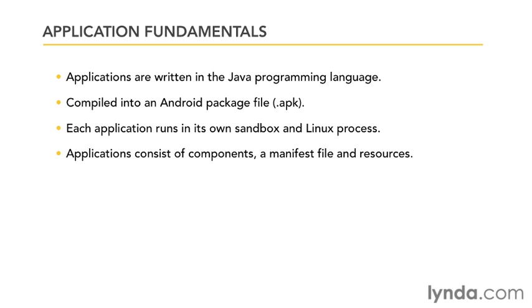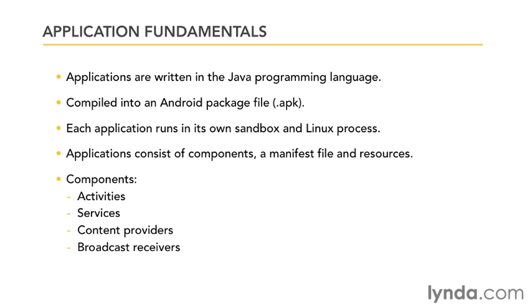Your applications are going to consist of components, a manifest file, and resources. Resources being anything that you include with your application: images, video, audio. So what are the components that you can include in your application? Well, there are 4 main components that can be used to build Android applications. They are activities, services, content providers, and broadcast receivers. So let's look at each of these individually to learn a little bit more about them.